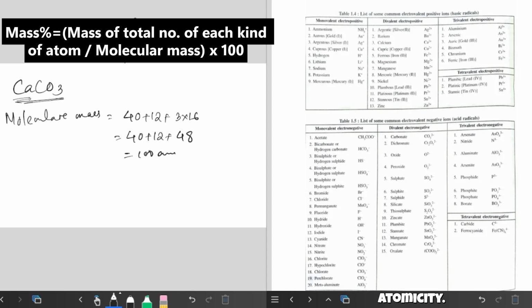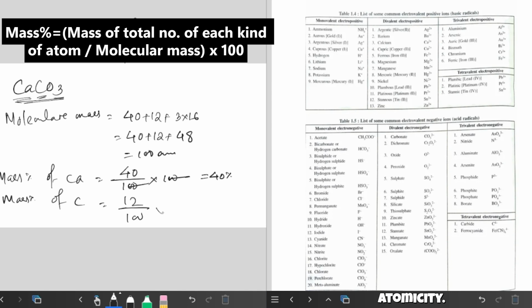Now let's find out the mass percentage of calcium, carbon and oxygen present in it. So I can write mass percentage of calcium is equal to how much? What is the mass of calcium? 40. So 40 divided by 100 into 100. This is cancelled out. The answer is 40%, right? Similarly, mass percentage of carbon. The mass of carbon is 12. 12 divided by 100 into 100, 100 cancel. So it becomes 12%, right?